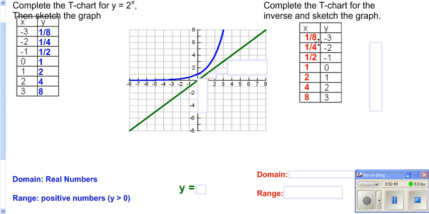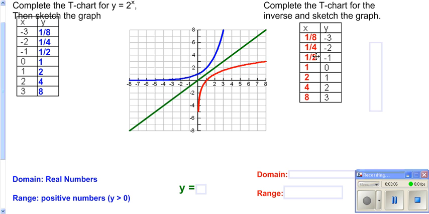Plotting your points, 1/8 of a unit to the right, 3 units down. 1/4 of a unit to the right, 2 units down. Half a unit to the right, 1 unit down. Plotting those points and continuing on, you would end up getting a curve that looks like this.